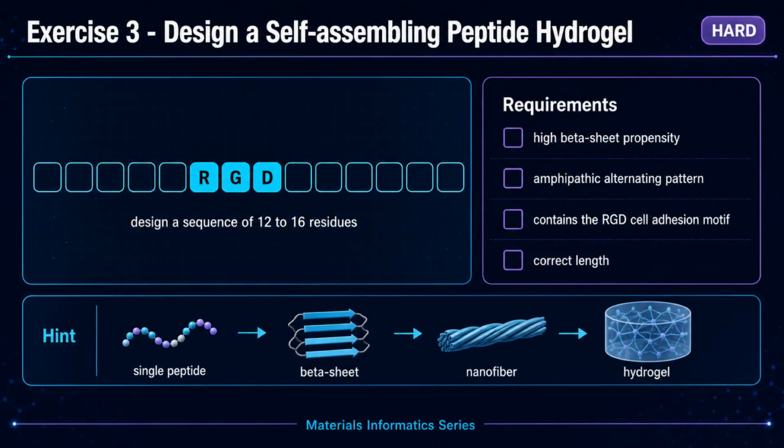Exercise 3 is challenging. Design a self-assembling peptide hydrogel meeting specific criteria. It should be 12 to 16 amino acids long, have high beta sheet forming ability, be amphipathic, and include the RGD cell adhesion motif. Apply the design principles we learned: beta sheet propensity, alternating patterns, and functional motif placement.